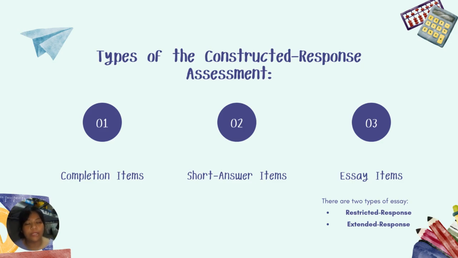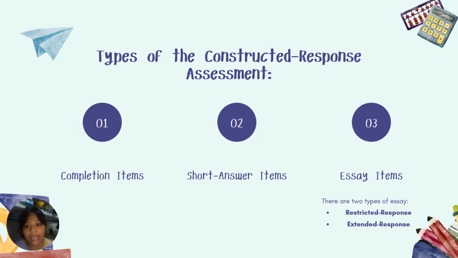The first one is the completion items. These are short fill in the blank questions that are best for testing basic facts and knowledge. They are easy to score objectively. The second one is the short answer items. These questions require a one or two sentence response. They are a good way to test knowledge, comprehension, and reasoning skills. Scoring is fairly objective and they are easier to write than other question types.